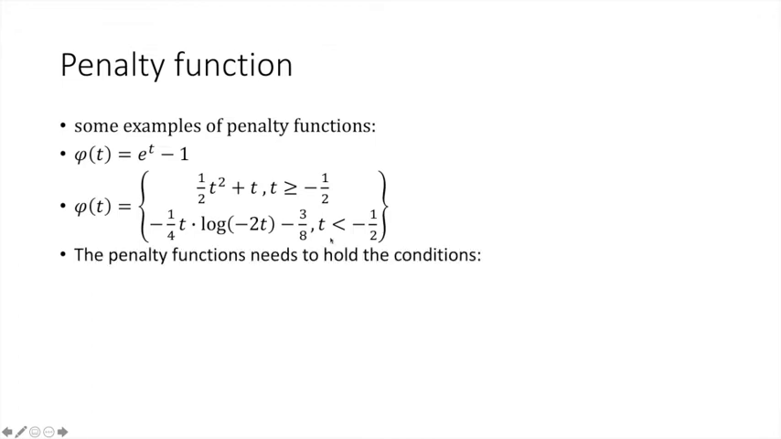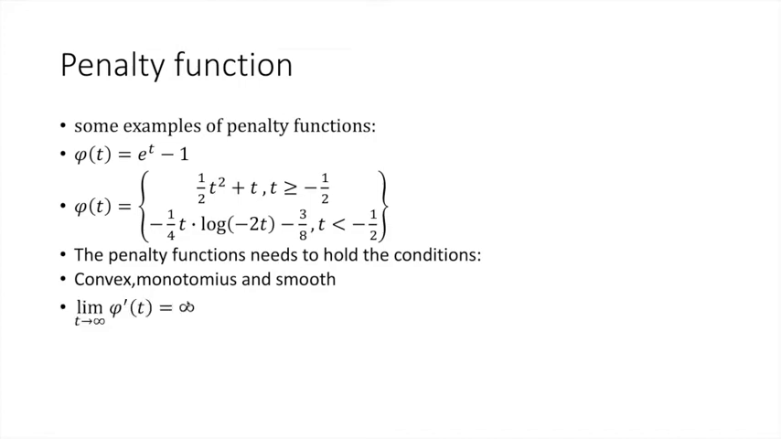The penalty function needs to hold the condition that it is convex, monotonous, and smooth, and the limit when t reaches infinity of phi prime of t is infinity as well, and the limit when t approaches minus infinity of phi prime is 0. We want that phi of 0 is 0 and phi prime of 0 is 1.